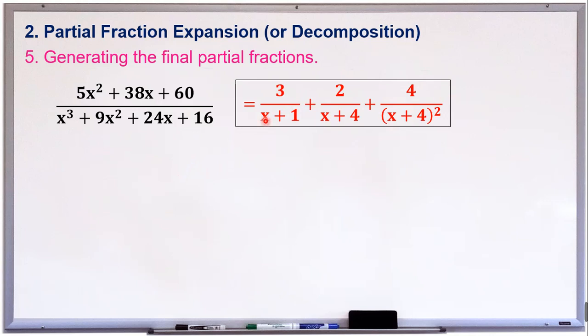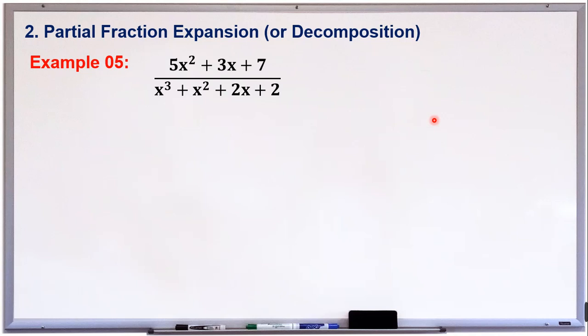Now let's have another example. We have here 5x squared plus 3x plus 7 all over x cubed plus x squared plus 2x plus 2. Since the degree of the numerator is already lesser than the denominator, we'll proceed to the next step, that is to factor out completely the denominator.